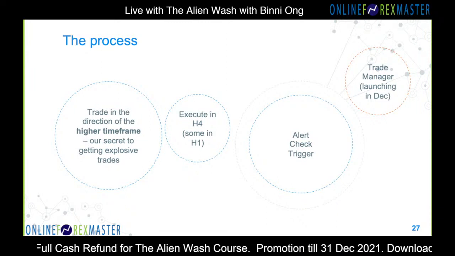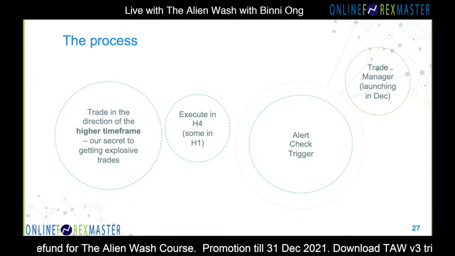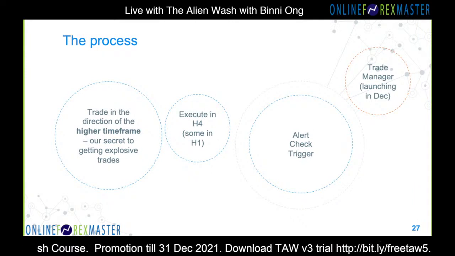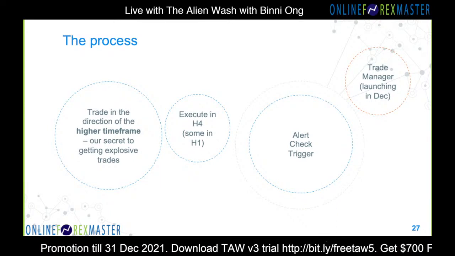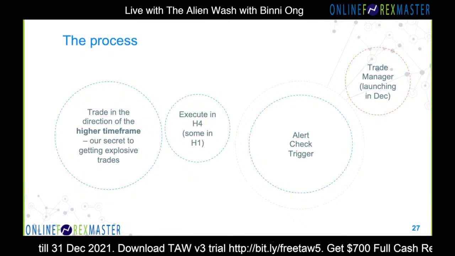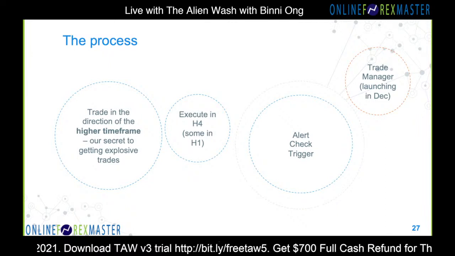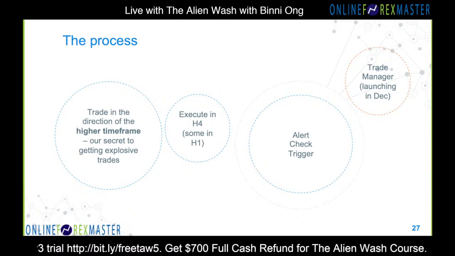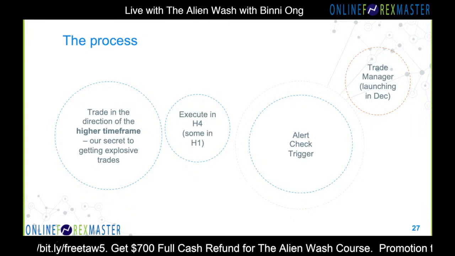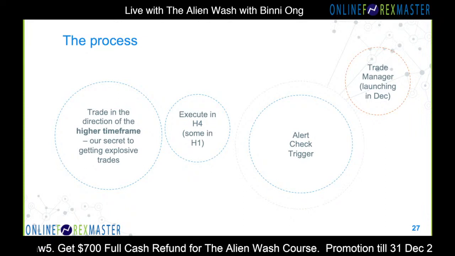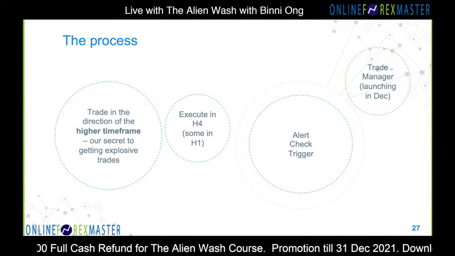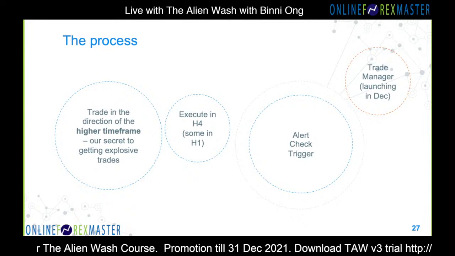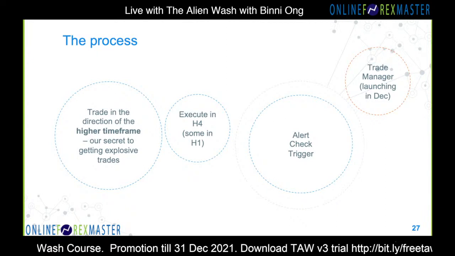Okay. Now, if you want to know how to get a lot of pips, a lot of money, then you have to trade with the higher time frame. So this is something that you need to know. All right. And execute that in the lower time frame. Okay. Now, one thing is to incorporate automations into your system. Likewise, for example, our education has incorporated a lot of technology inside already. We need to incorporate automations into our trades already. So we are moving towards more automation with the trade manager that automatically manages your trade, automatically adds in winning positions for you. And that's going to be launched in December.